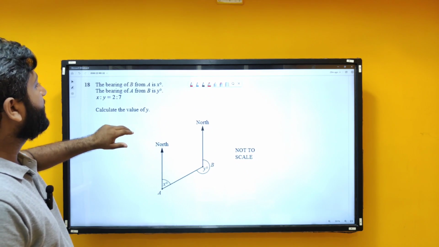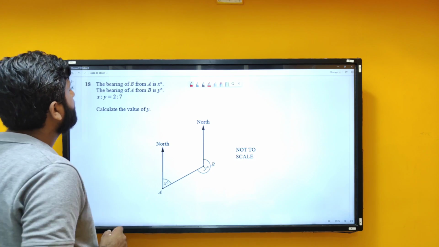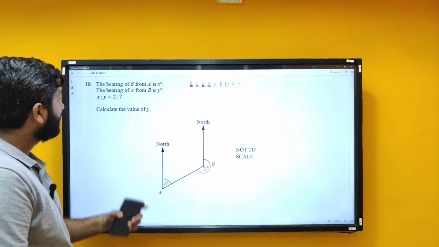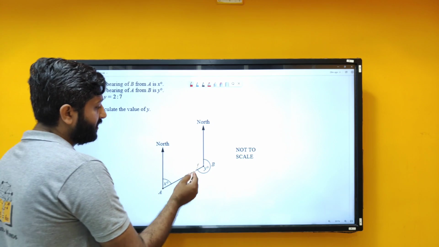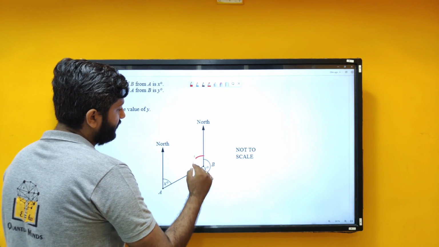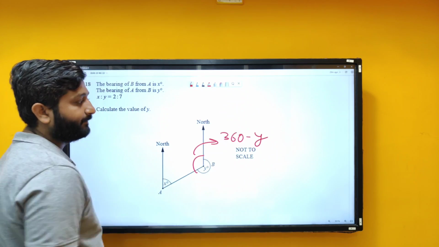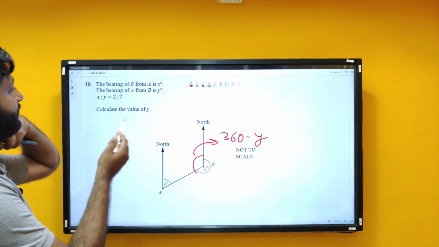Next, the bearing of B from A is x degrees. The bearing of A from B is y degrees. x is to y is 2 is to 7. Calculate the value of y. So if this is y, this is going to be 360 minus y. Now we know that x is to y is in the ratio of 2 is to 7.